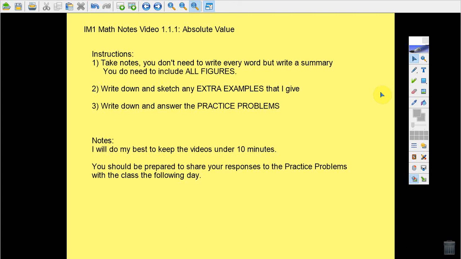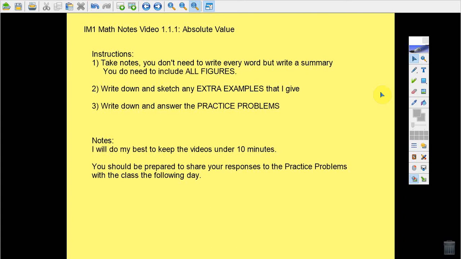This is Mr. Jewell, and today we're going to be talking about absolute value, and this is section 1.1.1 of your book. Before we get started on the content, I wanted to give you a little instruction here on these videos and how to take these notes.